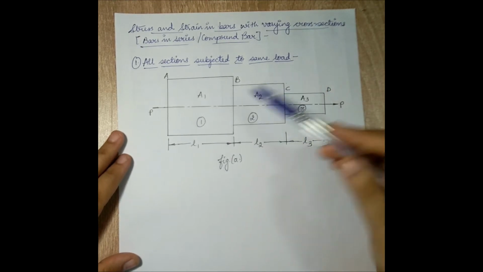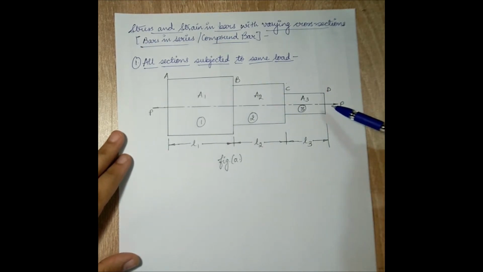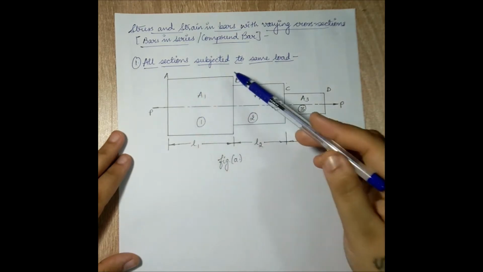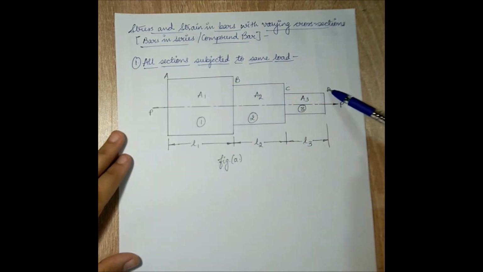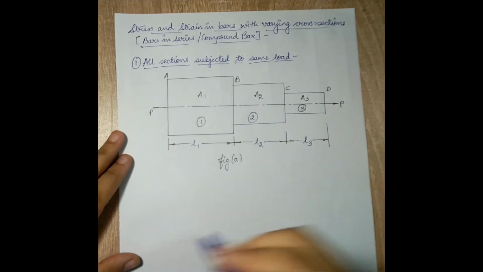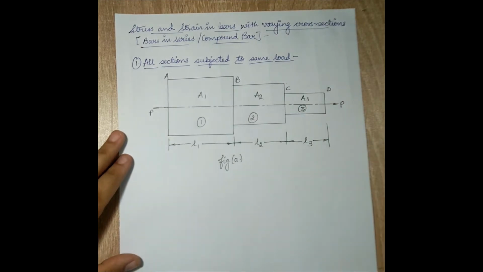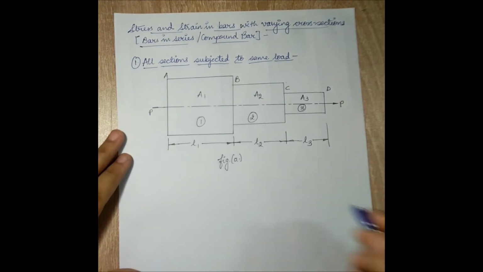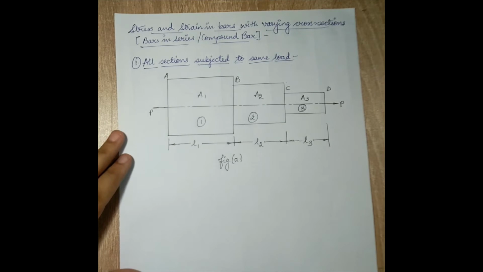The first type is where all the sections are subjected to the same type of load. As you can see, AB, B to C and C to D are the three bars. They are subjected to the same tensile load P on both the ends. First, we are going to draw the FBD of each bar. So, we'll start. First, I'll start with the bar AB.